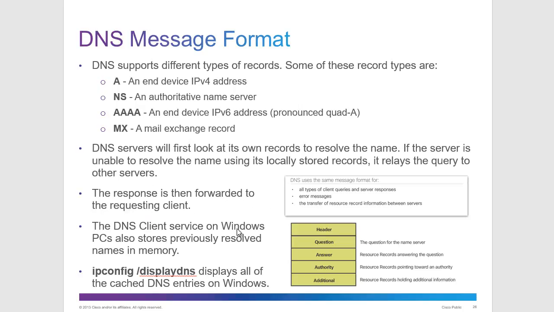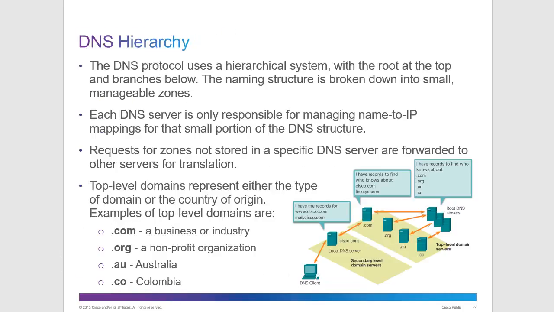The DNS client on a Windows PC also stores previously resolved DNS addresses. If you want to see those DNS entries that are stored on your Windows PC, you can do an ipconfig /displaydns and you'll see all those entries. So if you need to see that, that's what you'll do.